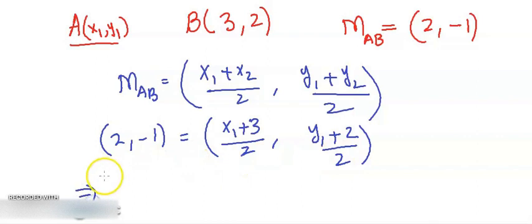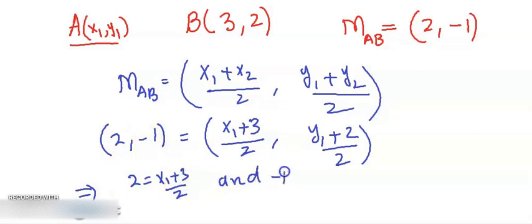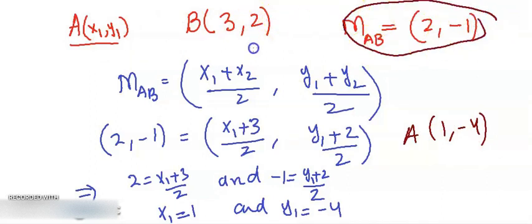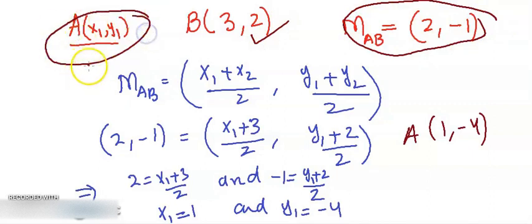Two points are equal if the corresponding coordinates are equal. So 2 is equal to (x1 + 3) divided by 2, and minus 1 is equal to (y1 + 2) divided by 2. From here you will get x1 equal to 1, and from here you will get y1 equal to minus 4. So the required point A is going to be (1, minus 4). If the midpoint is given and one of the points is also given and you are asked about the other point, you will do it that way.